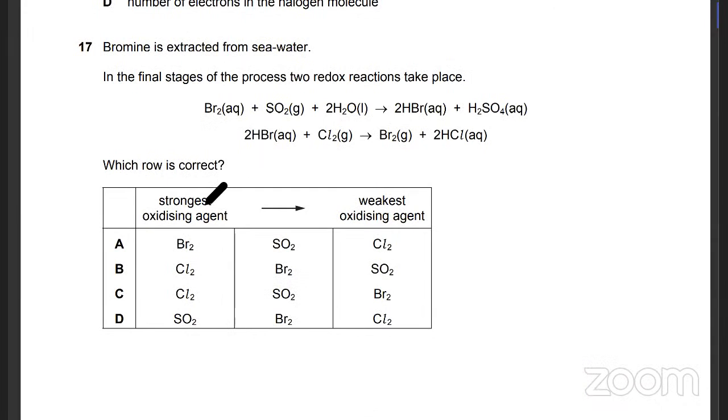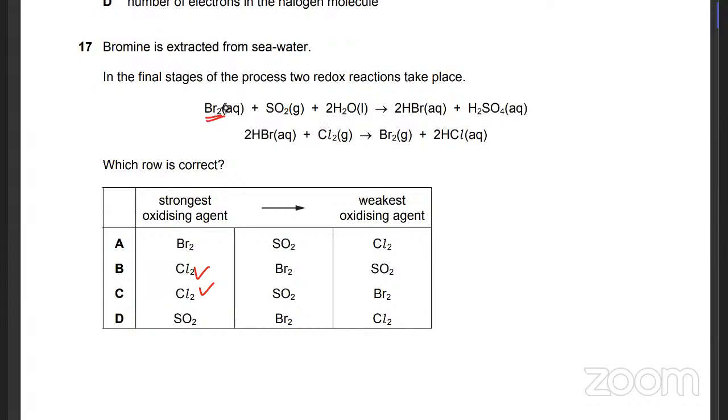Which row is correct for the strongest oxidizing agent? B. First thing, in the final stage, 2 redox reactions take place. So the strongest oxidizing agent is definitely Cl2, right? Smaller atoms, oxidizing agents, remember, like to gain electrons. Who is the weakest oxidizing agent? Sulfur dioxide. So I guess C. You have to do this based on this data, right?